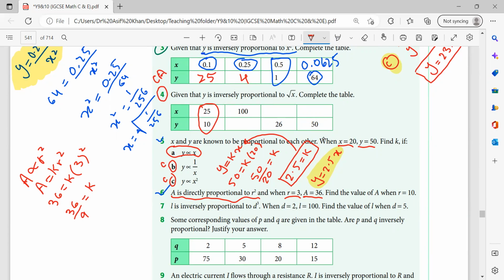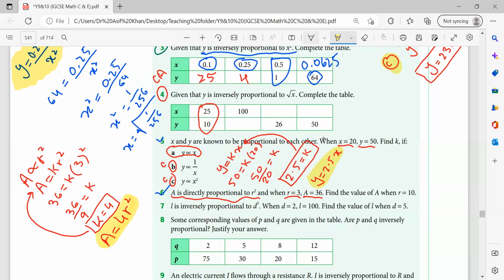36 divided by 9 will be what? K is equal to 4. Am I right? Yes. So this value of K is equal to 4. We will put it in this equation. So what will this equation be? A is equal to 4 R square. This will be our equation which tells us the relation between A and R.